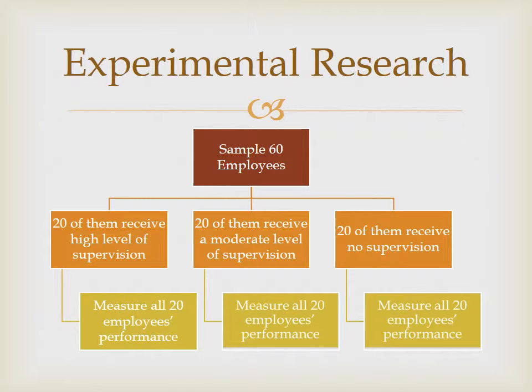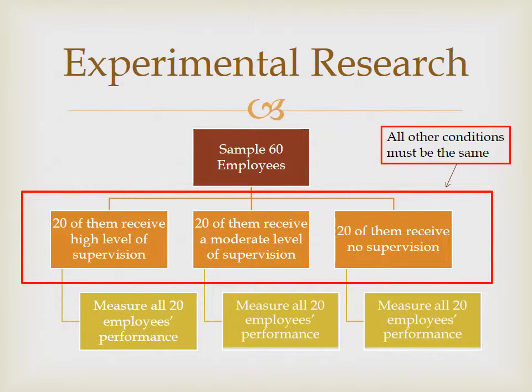The key thing here is this red box, the red box around the orange boxes. All other conditions must be the same except for this one difference. So you see it in the brown box at the top, we have 60 people. We're going to divide them and change just one thing about each group. Everything else about the group has to be the same. They all need to come to work at the same time. They all need to have the same level of responsibilities, etc. The only difference is how much supervision they get.